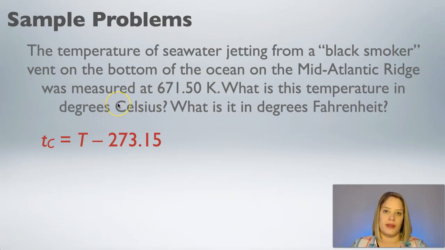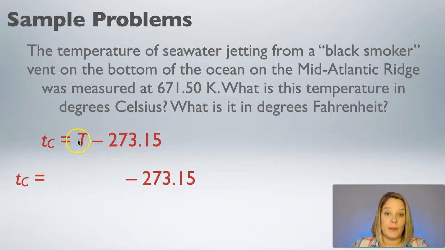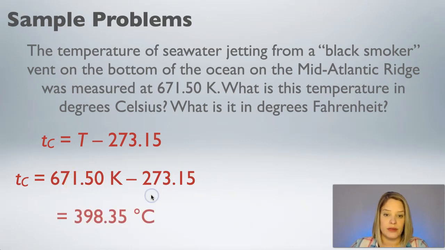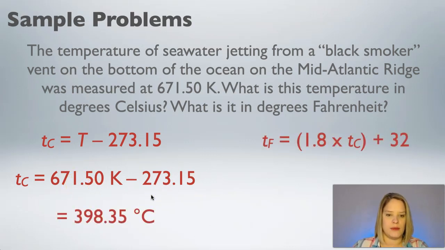So for the first question, what's the temperature in degrees Celsius? I need to choose a formula that has Celsius in it and a Kelvin space, a capital T, because that's the number I have to plug in. So I've used the second formula that I had in the list, in the column on the left on that slide. I could have used the first formula though and just rearranged it and ended up with the same thing. Capital T is the variable for Kelvin, so that's where you can plug a Kelvin temperature in. And now we're subtracting 273.15, and I get 398.35 degrees Celsius.